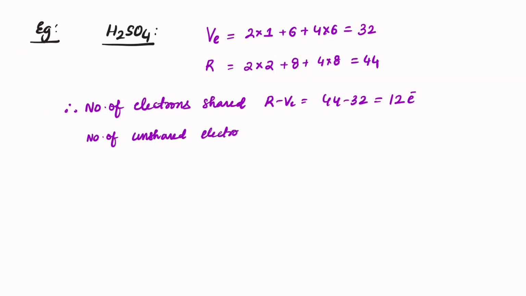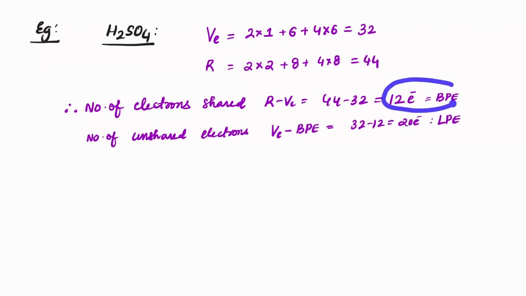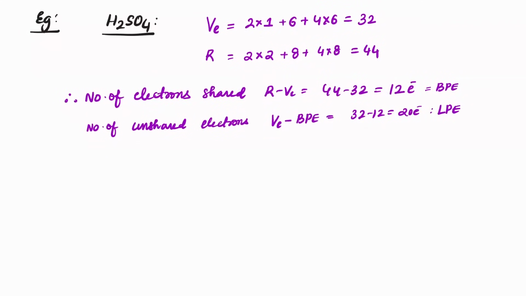Unshared electrons. So the number of unshared electrons is the valence electrons minus the shared electrons. I'll call the shared ones bond pair electrons. So this will be bond pair electrons, which makes it 32 minus 12. So in total, 20 electrons are lone pair electrons, or unshared pair electrons. Using this, we get a clear idea of how many electrons are actually shared during the structure formation.